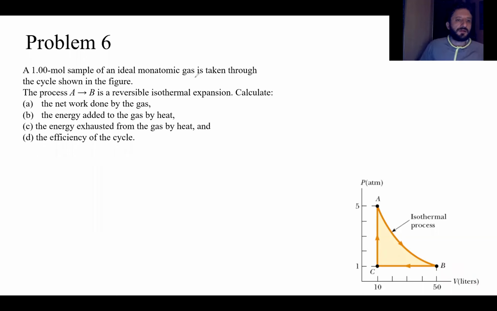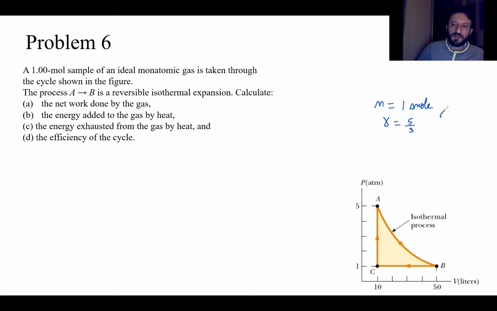Here, problem 6, I give you n equals 1 mole of an ideal monatomic gas taken through the cycle shown in the figure. First of all, we have an ideal monatomic gas. When I say monatomic gas, it means we have adiabatic constant gamma equals 5 over 3.